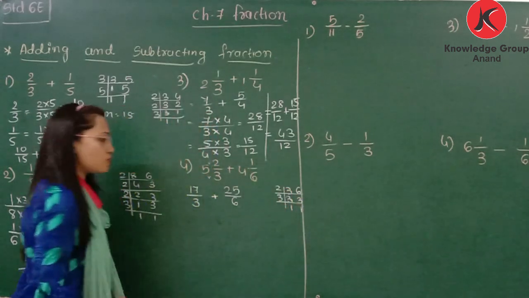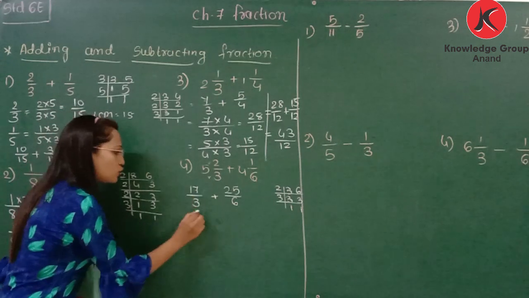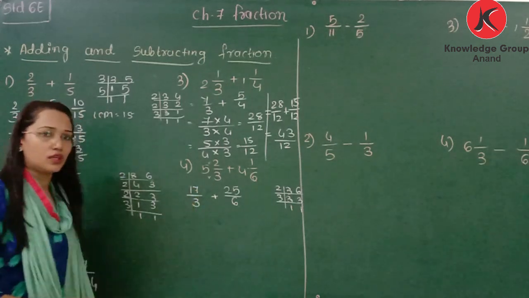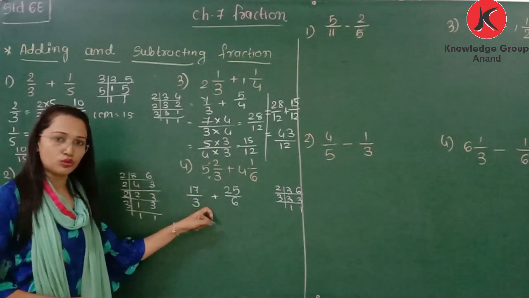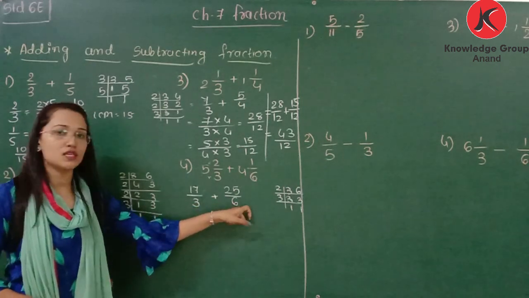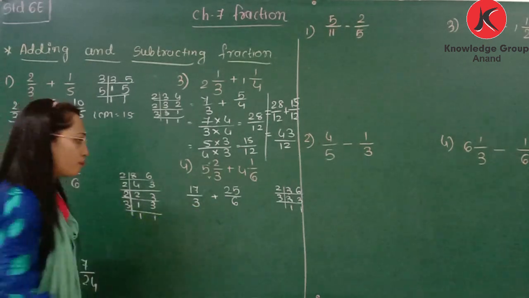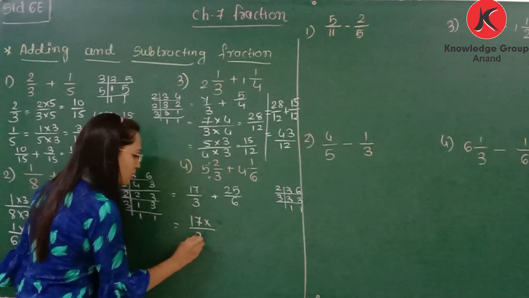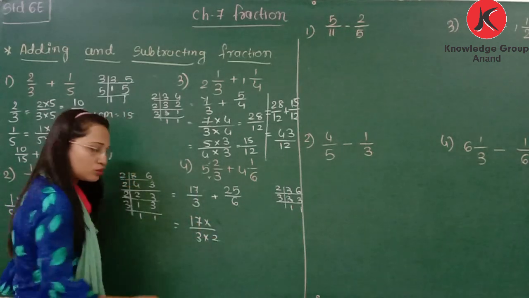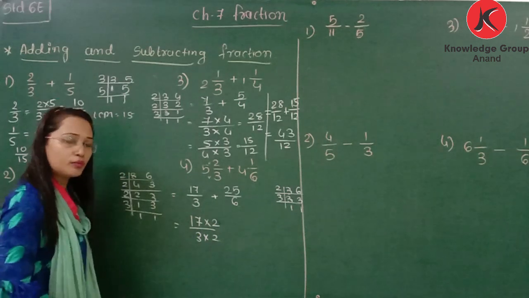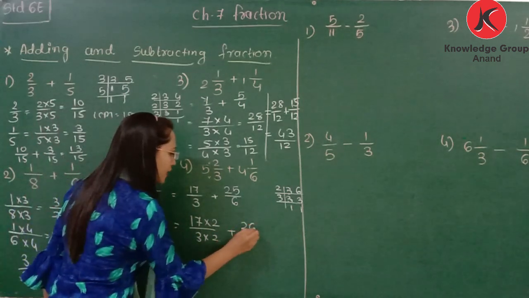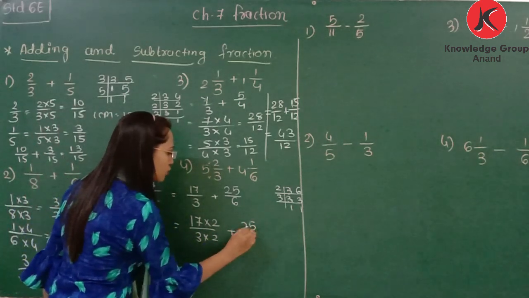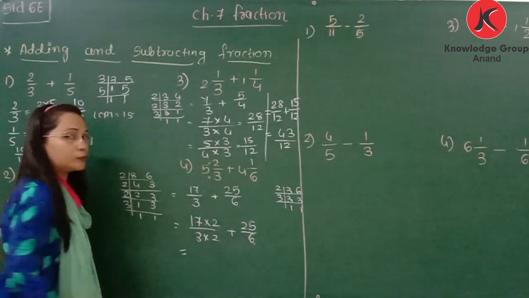So here LCM is what? 6. So here we should multiply 17 by 3. 3 is multiplied with 2 to get 6 here. Here already 6 is there, so no need to multiply. So you can directly multiply here also. 3 is multiplied with 2 to get LCM. Same in the numerator. Here already 6 is there, so no need to multiply with 9.